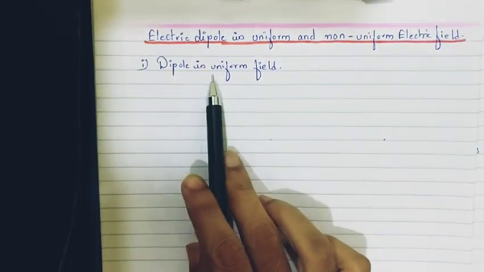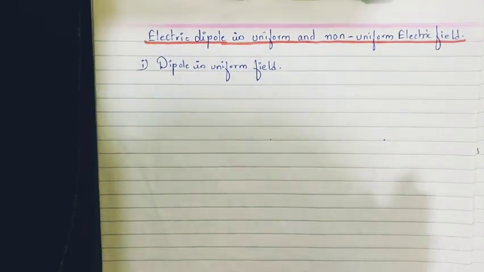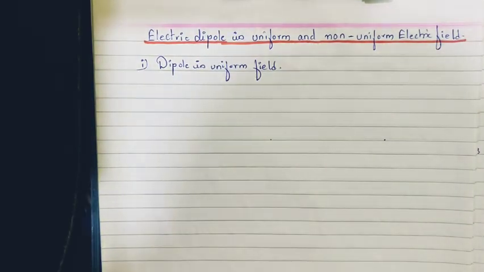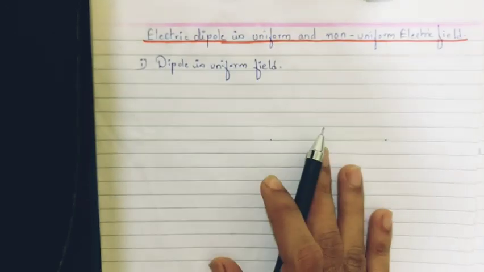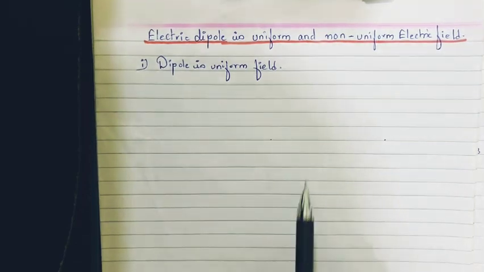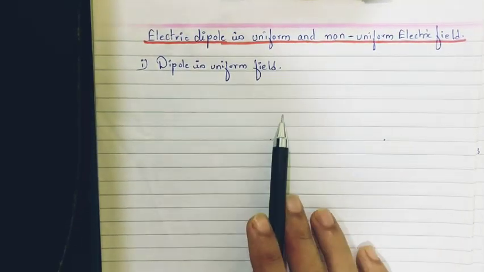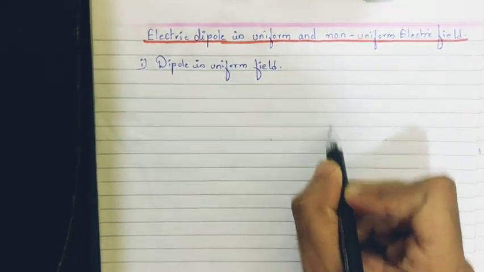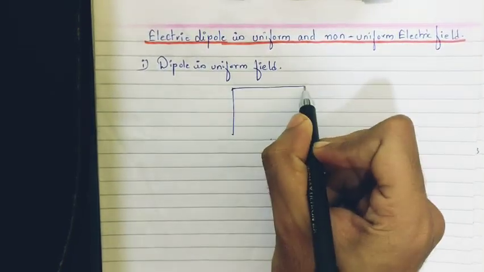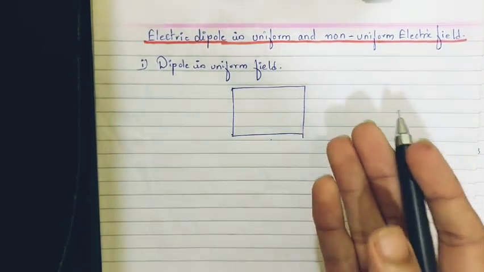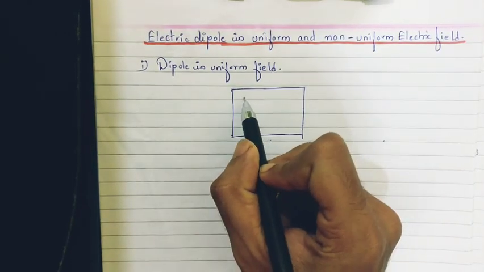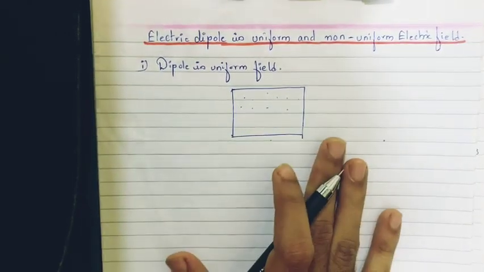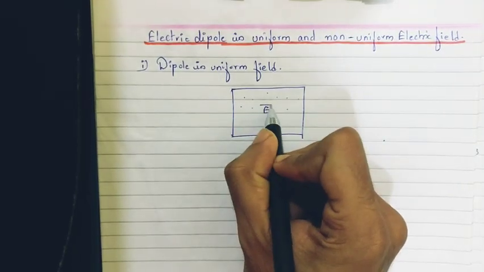That is basically dipole in a uniform electric field. Now here we need to know what is a uniform electric field and what is a non-uniform electric field. Basically, a uniform electric field is the one whose magnitude and direction remain the same at all the points in a particular region. For example, this is the region I am considering. Since electric field is a vector quantity, if the magnitude and direction of the electric field at every point in this region is the same, then we call that electric field a uniform electric field.